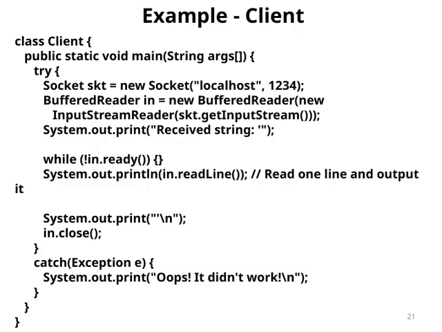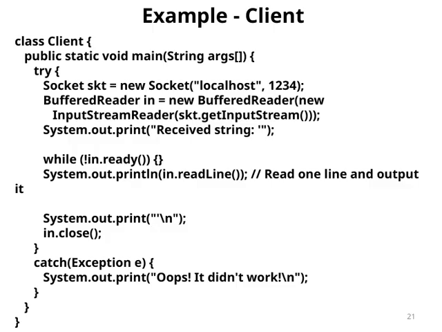All right, let's walk through this example of a client class in Java. Here, we start with the main method, which is the entry point of our program. Inside the try block, we create a new socket object, connecting to localhost on port 1234. This is the key step where we establish a connection to a server running on the same machine.